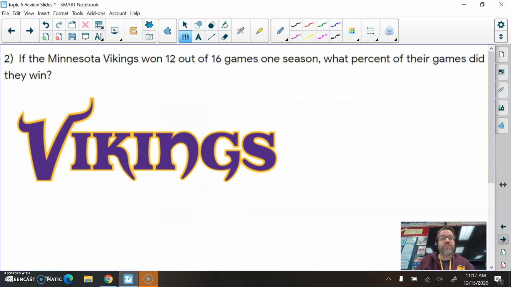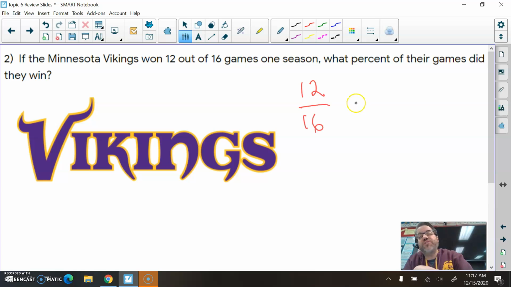All right, number 2, if the Minnesota Vikings won 12 out of 16 games one season, well, we know it won't be this season, right? But if they won 12 out of 16 games one season, what percent of their games did they win? So we have 12 out of 16. I'm going to write that in fractional form, 12 out of 16.